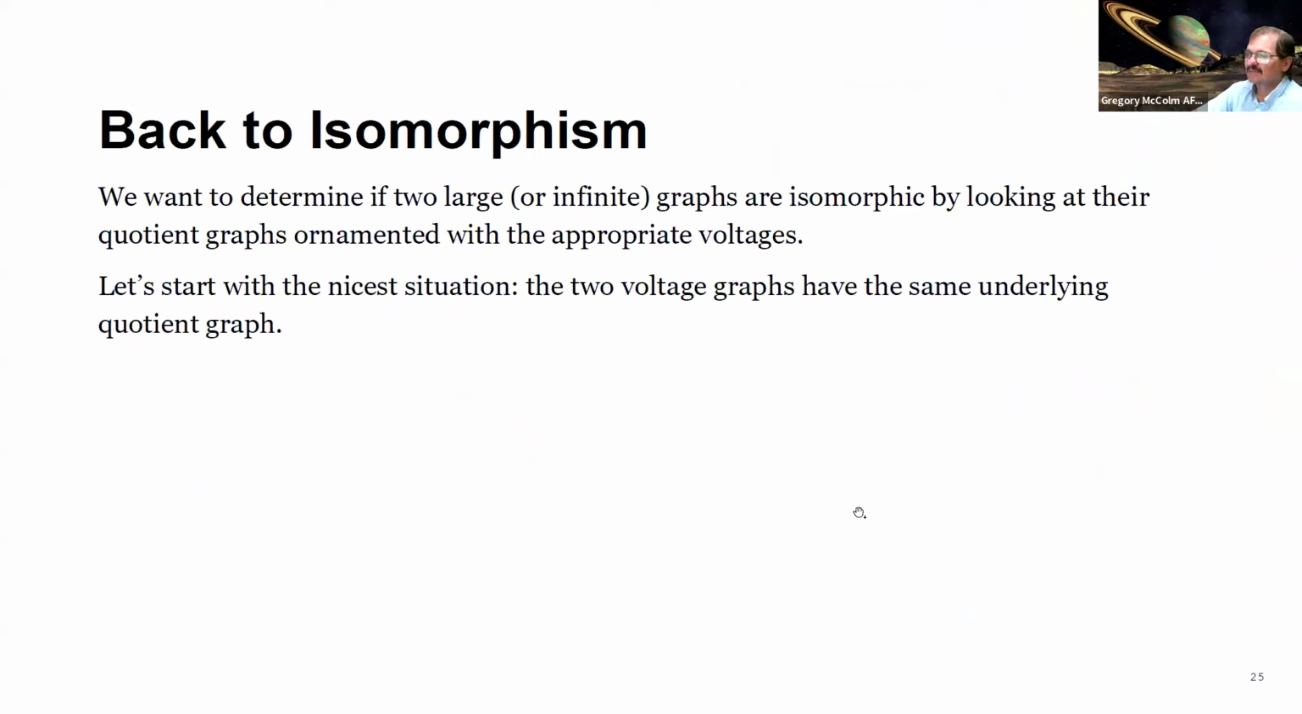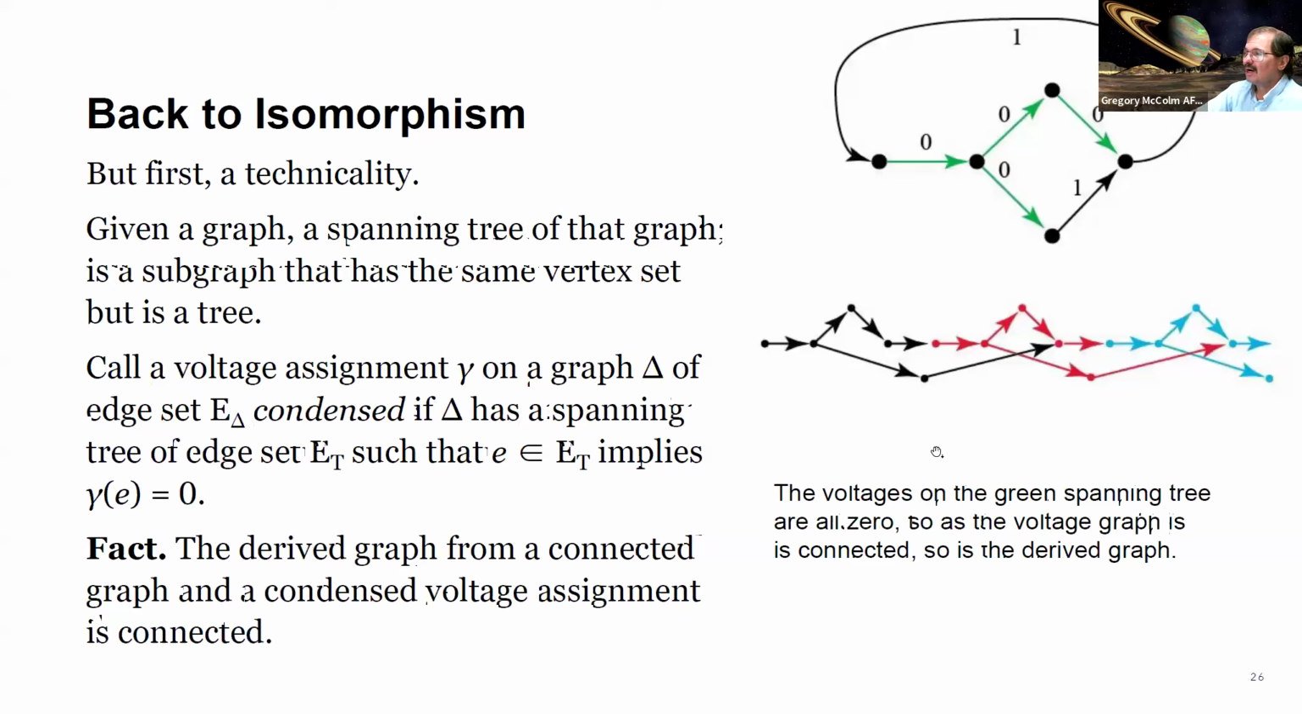And now we want to go back to isomorphism. So we have two voltage graphs. And what we deal with is the nicest situation when the two voltage graphs have the same underlying graph. So here we have an underlying graph, and you'll notice I have assigned zeros to a spanning tree on the quotient graph. And if it's like that, we've gotten the habit of calling that condensed. Another paper calls them normalized. I don't know that there's any standard word for it. But if you start off with a condensed voltage assignment on a connected quotient graph, your derived graph will be connected. And incidentally, the way I've colored this, you may notice that these are colored with the successive lifts of this quotient graph.